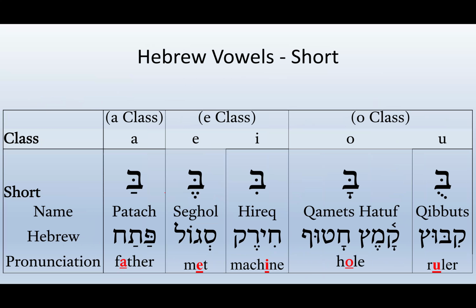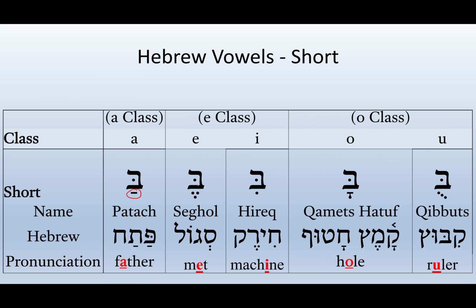Okay, short vowels. The sounds are not going to change, only the length of time we spend on them. Okay. So the first one for the A class is a patak, patak. It's still A as in father, this little bar. And then we've seen the segol in an earlier example. It's a short E sound, as in E as in met, eh. Then we have the hirik, and it has a sound like the I in machine, which is, we would say, a long E sound, but it's an I sound in Hebrew. We'll get some examples of that here in a little bit. It's like the E in machine.